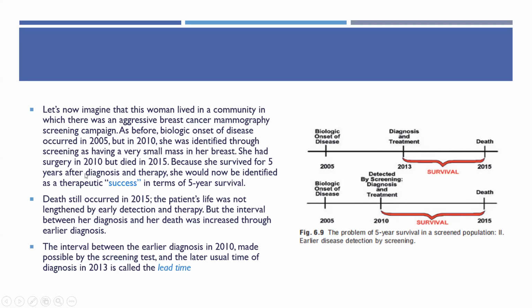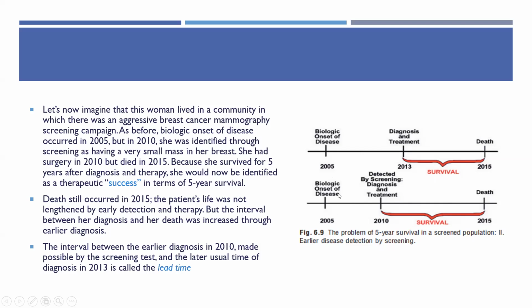Because she survived for 5 years after the diagnosis and therapy, she would now be identified as a therapeutic success in terms of 5 year survival. Death still occurred in 2015. The patient's life was not lengthened by the early detection and the therapy, but the interval between the diagnosis and her death was increased through the early diagnosis. The interval between the early diagnosis in 2010, made possible by the screening test, and the later usual time of diagnosis in 2013 is called lead time.